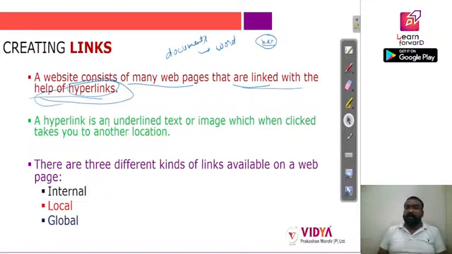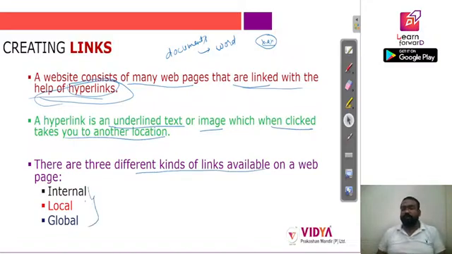So a hyperlink, in HTML, would be an underlined text or image which, when clicked, takes you to another location. In HTML or in a website, there are three kinds of links you would be able to see. First one is internal. That means the link would be on the same page.